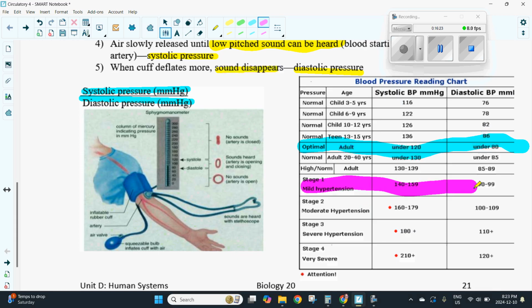If you have high blood pressure, this is known as hypertension. Hypertension is characterized by any systolic pressure that is 140 and higher, and diastolic pressure that is 90 and higher. So 140 over 90 and higher is referred to as hypertension. Hyper being high, so hypertension refers to high blood pressure.